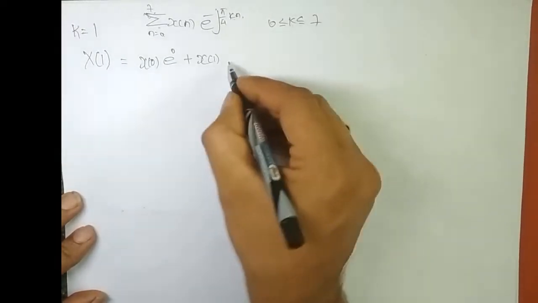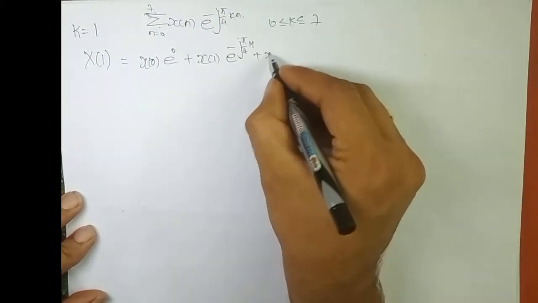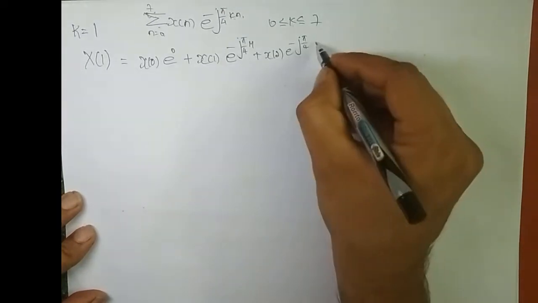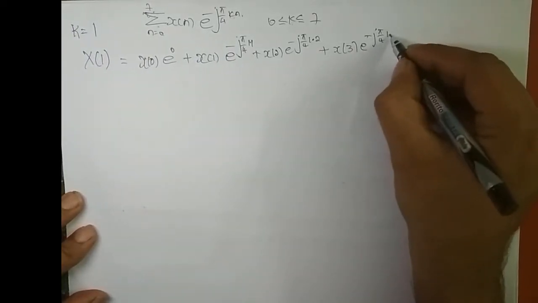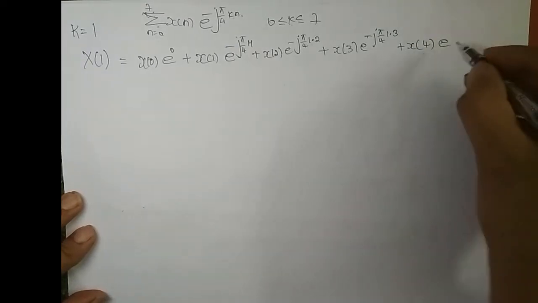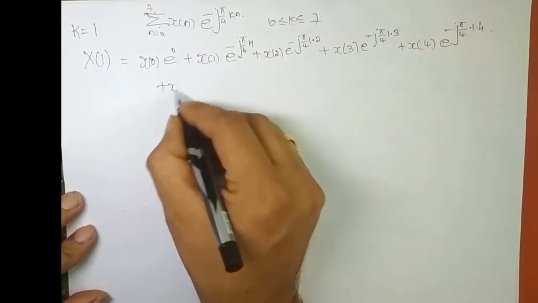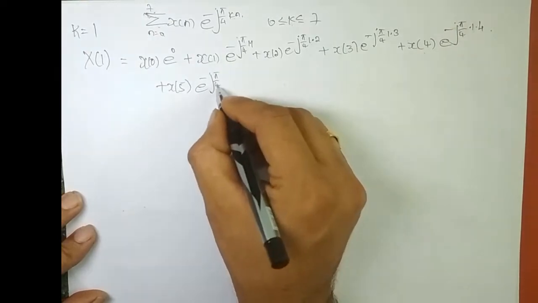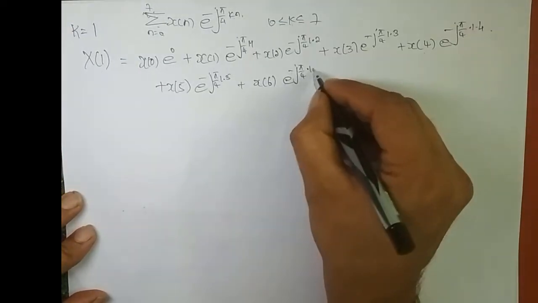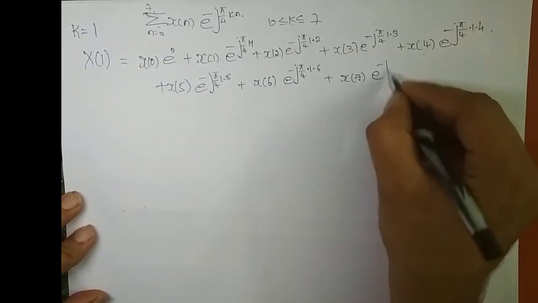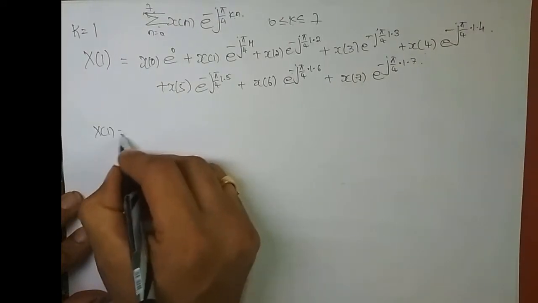Plus when n equal to 1, x of 1 into e power minus j pi by 4 into k is 1, n is 1, plus x of 2 into e power minus j pi by 4 into k is 1, n is 2, plus x of 3 into e power minus j pi by 4 into k is 1, n is 3, plus x of 4 with n is 4, plus x of 5 with n is 5, plus x of 6 with n is 6, plus x of 7 with n is 7. So x of 1 is equal to, e power 0 is 1.